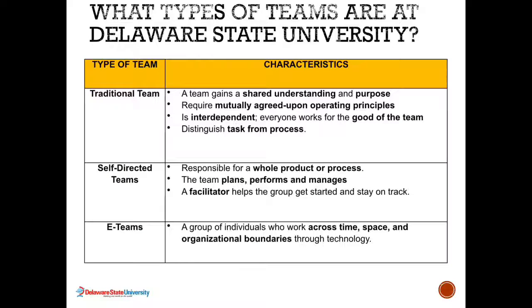Any member of today's workforce may find themselves supervising one, if not all, of the types of teams that are discussed in this chart. The first type of team is a traditional team. The team has a purpose among the members, and this distinguishes them from a group. The team requires mutually agreed upon principles for operation, such as having agendas for meeting, following procedures and practices, and having decision-making processes. A team is interdependent, meaning that everyone works from a shared understanding for the good of the team and not for themselves.